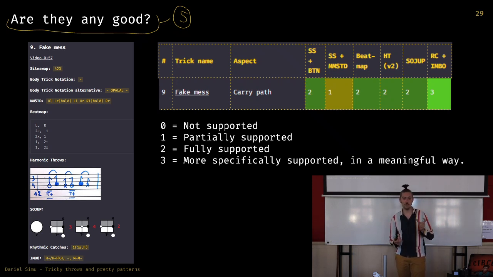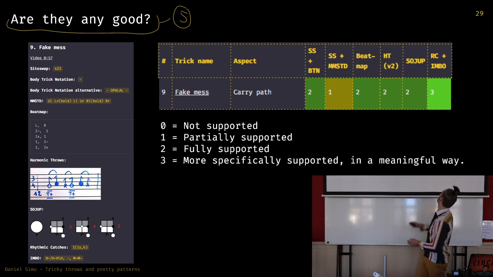Some of them I combined. For example, we already know that Siteswap can't do the throws and Body Trick Notation can't do the pattern, the height of the balls. So I combined those two together. And similarly, I combined Siteswap and Mills Mess notation. And I also combined the Rhythmic Catches and IMBO because they were intended to be together.